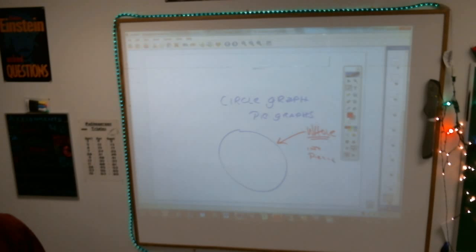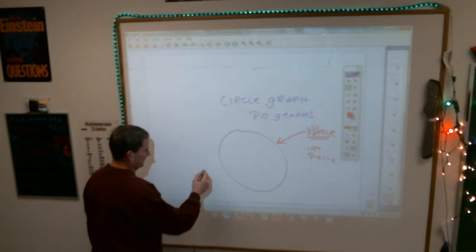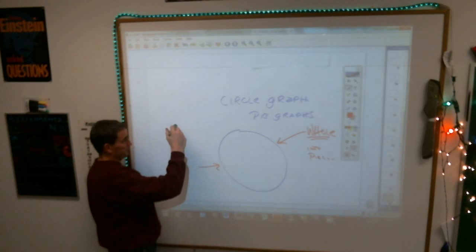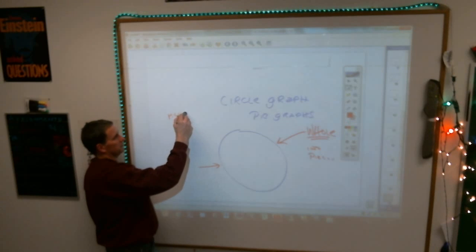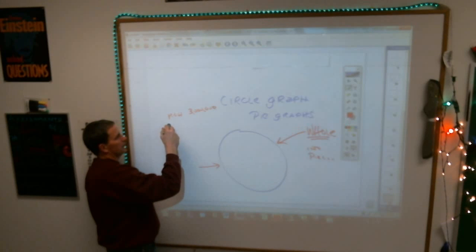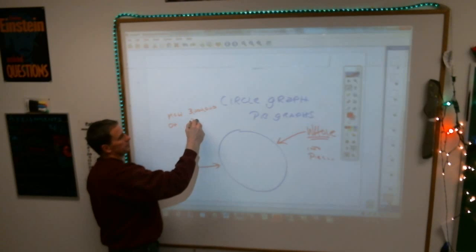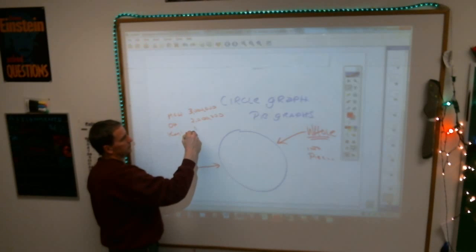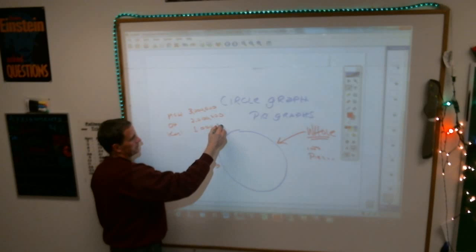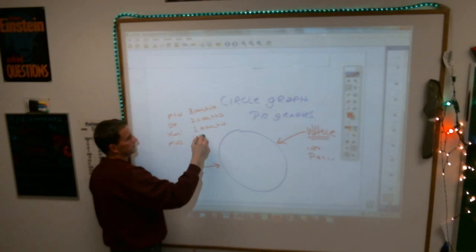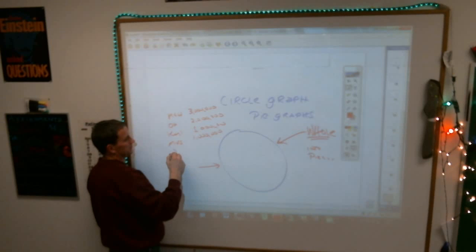How would I figure out how big of a pie piece to make each thing? Let's say I'm talking about those cars. Let's do it again. Michigan was what? Michigan was 3 million. What was the other one? Ohio. Ohio was 2 million. Kentucky? 1 million. Was there another? Missouri. Missouri was 1 million. And then other states. Other is 5 million.